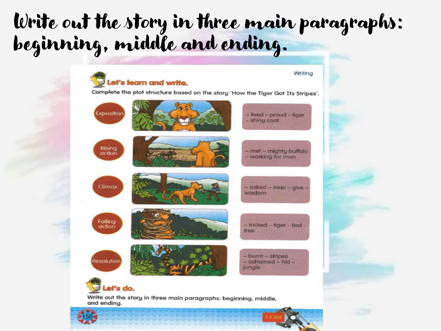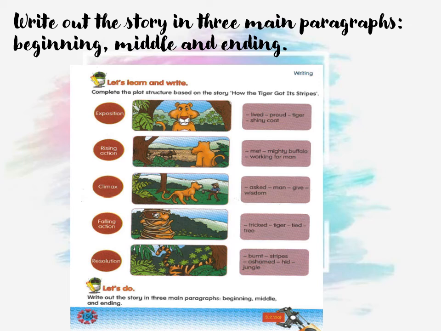In the rising action, the tiger met the mighty buffalo working for a man. And at the climax, the tiger asked the man for wisdom. The man tied the tiger to a tree. In the falling action, the tiger realized that the farmer, or the man, had tricked him. And in the resolution, the tiger had burnt stripes on its body. It felt ashamed and hid in the jungle.